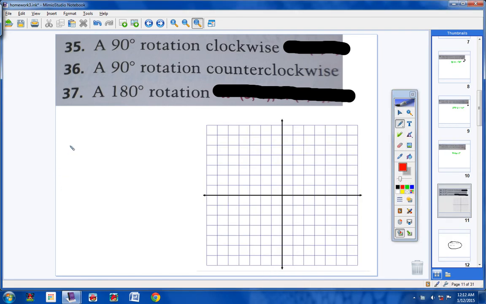Okay, students, for numbers 35 through 37, the directions say to find the coordinates of the image of rectangle WXYZ after it's been rotated, okay, about the vertex X of the rectangle. So here we go. W is negative 3, 1. So negative 3, 1, there's W. X is 3, 1. Y is 3, negative 1. And Z is, let's see.